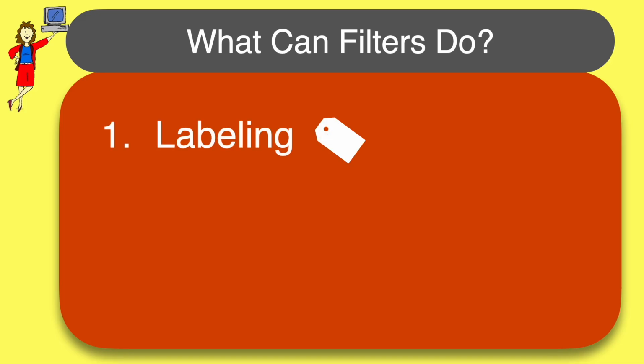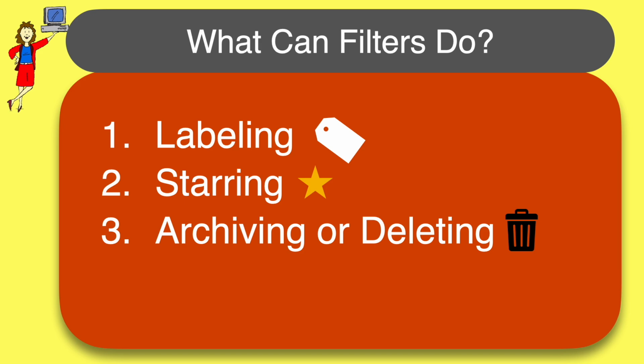Filters can automatically apply labels to your email, which is the Gmail equivalent of filing email into folders. Filters can mark important emails for follow up. All the bills I receive, for example, are starred so I won't miss them. They can archive or delete emails so it skips the inbox completely. And filters can forward email to another address. This only works for email addresses that you can access, though. You can't send them to any random address.